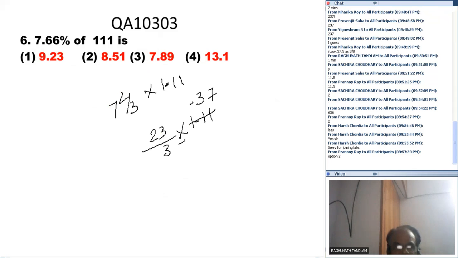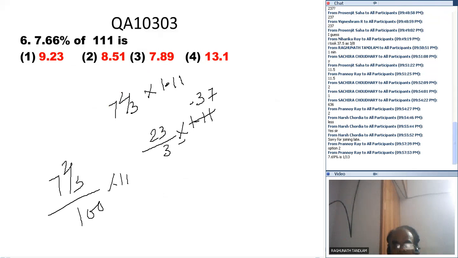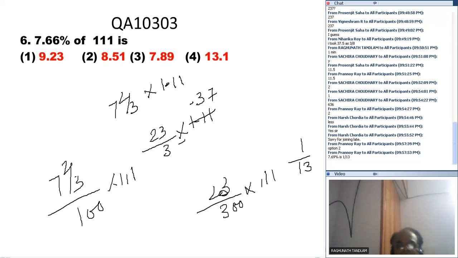The idea is converting 0.66 as 7 2 by 3% of 111. We know that 111 is divisible by 3, yes, beautiful. So it becomes 23 by 300 into 111. Then I can always calculate, and it gets easily done. So whenever I get 0.66, 0.33, we write it as 1 by 3, 1 by 4.